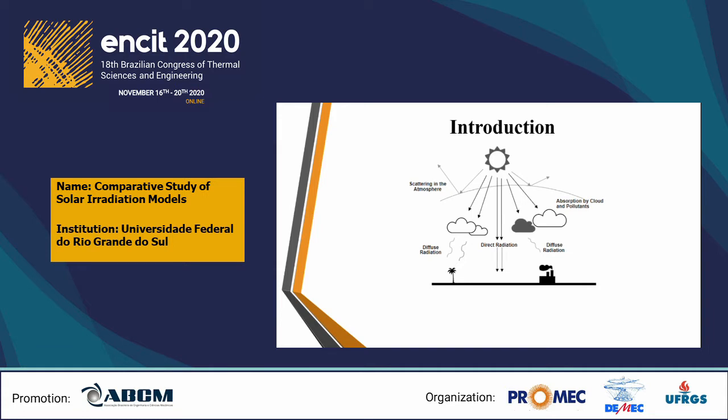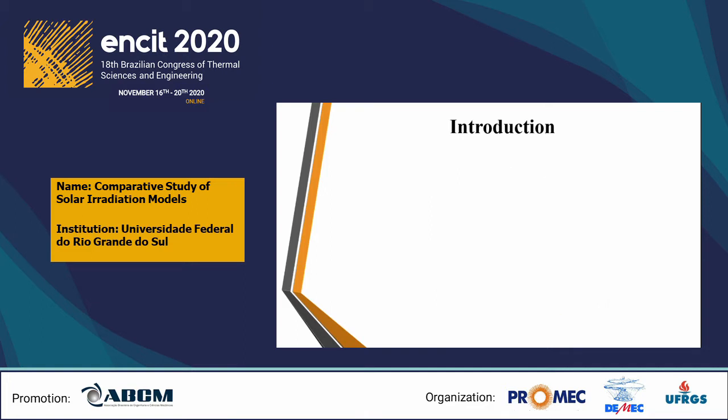The fraction of solar radiation that is scattered across the sky and reaches the Earth's surface is called diffuse radiation. The radiation that is not dispersed or absorbed and directly reaches the Earth's surface is called direct or beam radiation. The global horizontal irradiation is the sum of the direct irradiation and the diffuse horizontal irradiation.